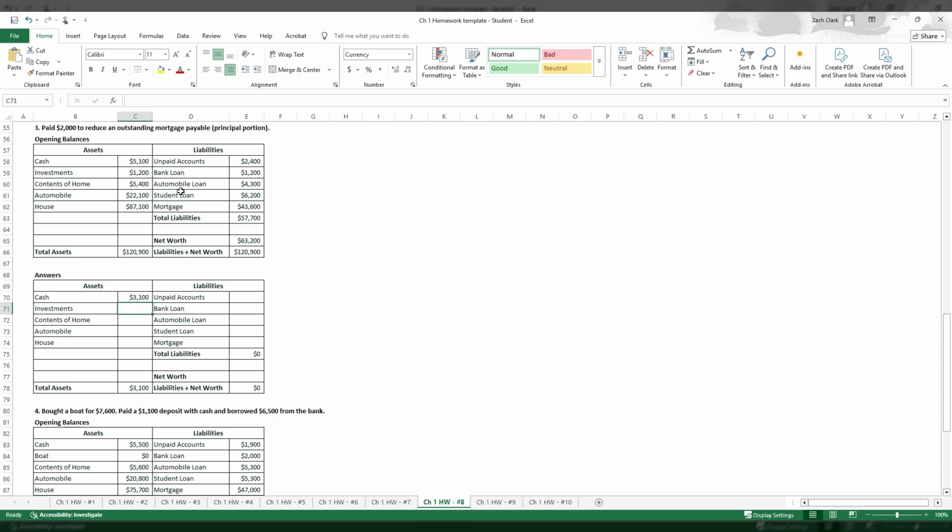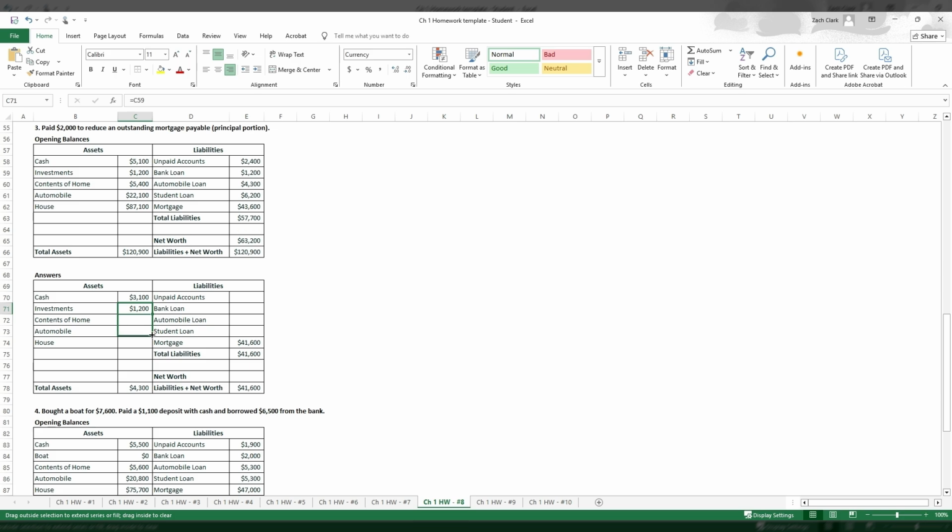And it's the bank. Sorry, did we have a mortgage? Here it is, mortgage debt. So our beginning mortgage debt was $43,600, and we're going to subtract 2,000 out of that to get 41,600. And those are the only 2 accounts impacted by that transaction.